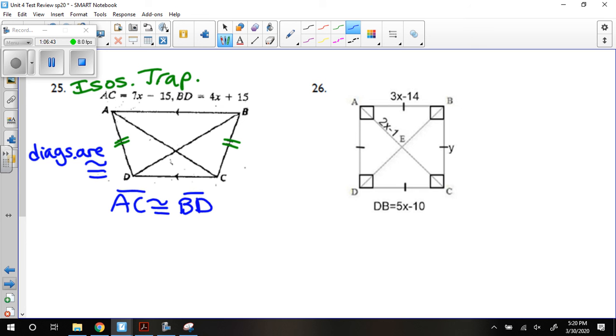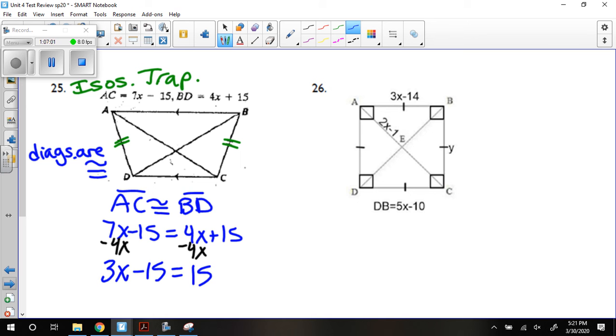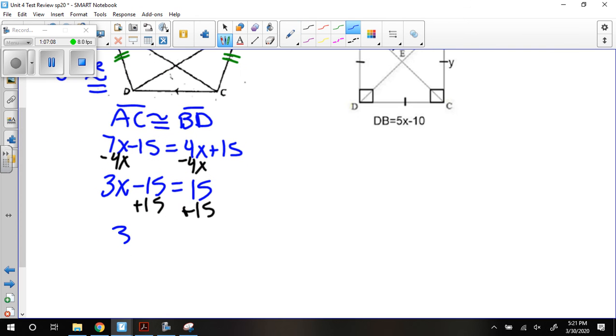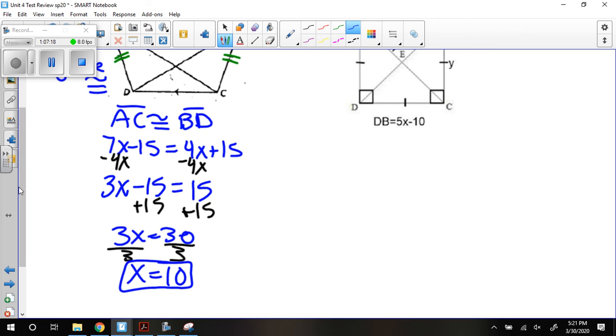Okay, and since they are congruent to each other, we can plug in. We've got 7x minus 15 is equal to 4x plus 15. We can subtract 4x. We get 3x minus 15 equals 15. Add 15. So we now have 3x equals 30. Divide by 3. So x is 10.